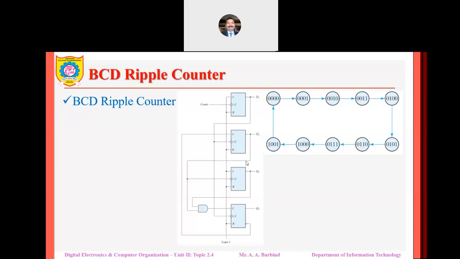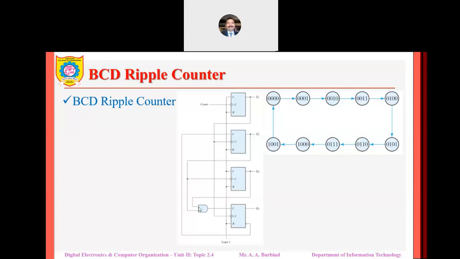So a little change has been done here. The output of the first flip-flop is given as the clock input to the first and the third flip-flop. Okay, so even if we do like that, then it works as the BCD ripple counter. Okay, so up to the third flip-flop, the output of the first flip-flop is given to the next one. Okay, so output of the second is given to the third one, and like that.